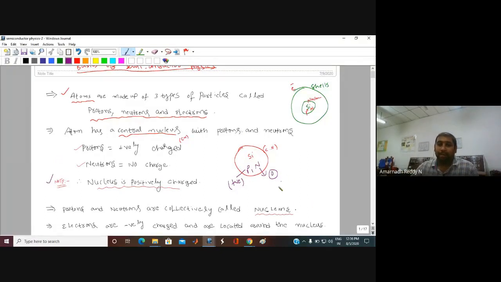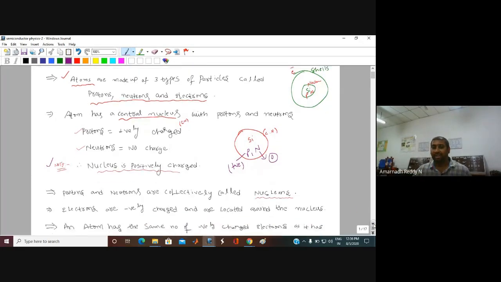So whatever orbitals or shells are revolving around the nucleus, each and every shell should have electrons, depending upon their atomic number. Those electrons are negatively charged.